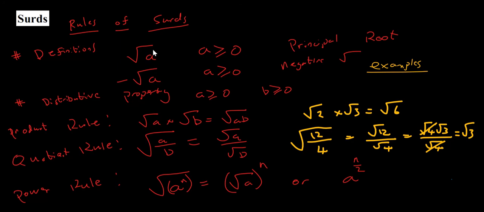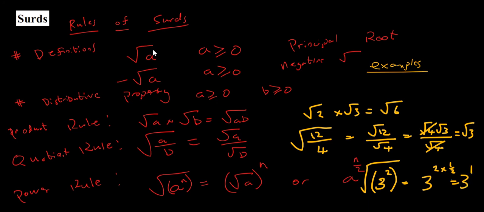The power rule, okay, let's consider 3 squared, square root. Well, this is 3 squared multiplied by a half, which is just 3 to the 1.